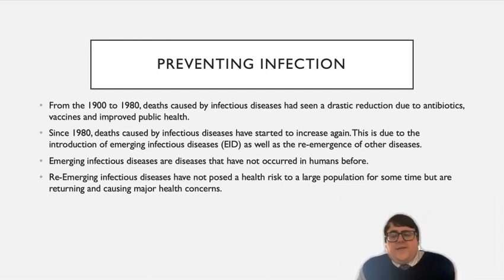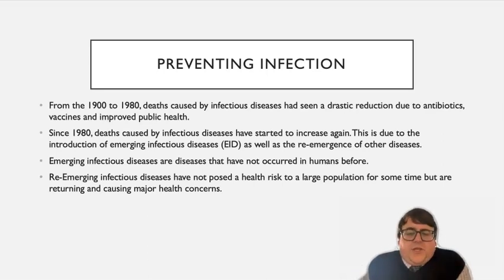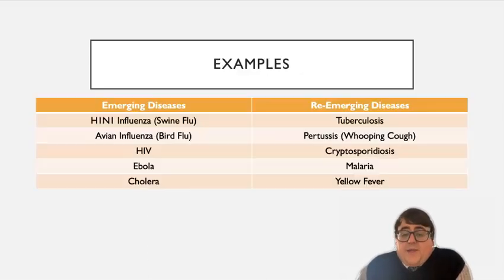We watched the video previously on how measles made a comeback, and measles would be a good example of a re-emerging infectious disease. Some other examples of these: if we're looking at emerging diseases, so new diseases that we haven't seen before, ones that are still going, H1N1 influenza, which is swine flu, avian influenza, which is bird flu, HIV, Ebola, cholera, and obviously now COVID as well. Re-emerging diseases: TB, tuberculosis, whooping cough, malaria, yellow fever, etc.